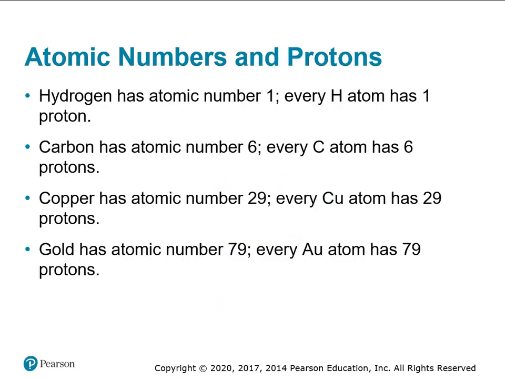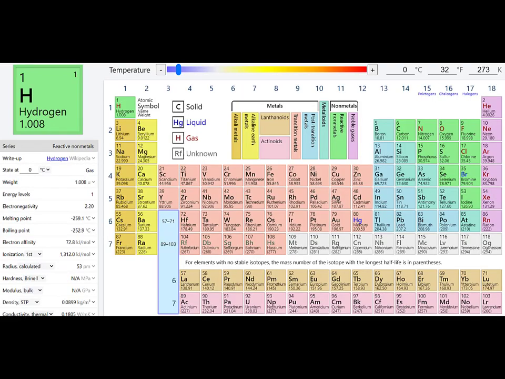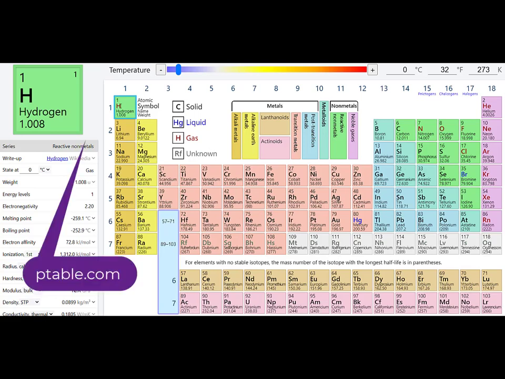Hydrogen has an atomic number of 1. Every hydrogen atom has 1 proton. This periodic table is a really great one to play around with. It's at ptable.com. I'll put the link right here. If I hover above hydrogen, notice over here I can see that hydrogen has 1 proton, has an atomic number of 1. Beryllium has an atomic number of 4. It has 4 protons. Chromium has an atomic number of 24. So there's 24 protons. Iron has 26 protons. Nitrogen over here has 7 protons.